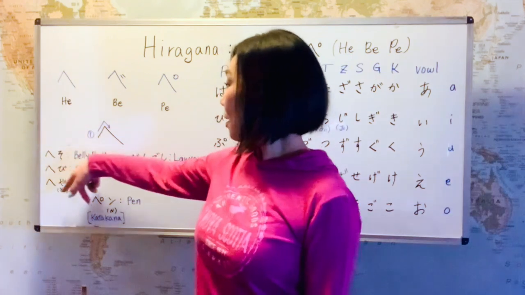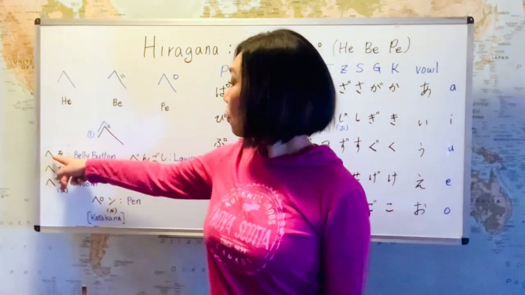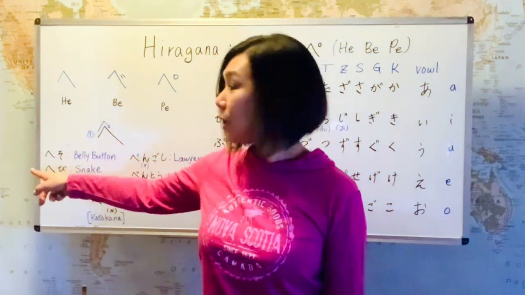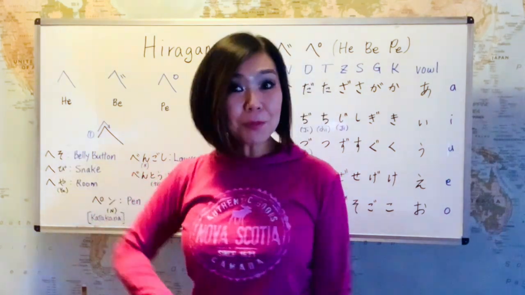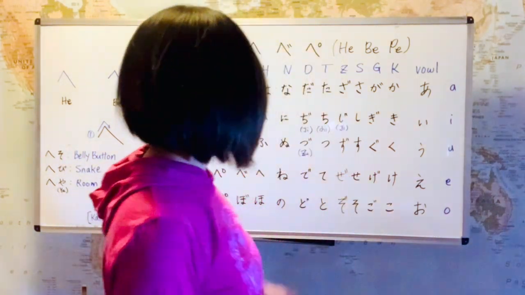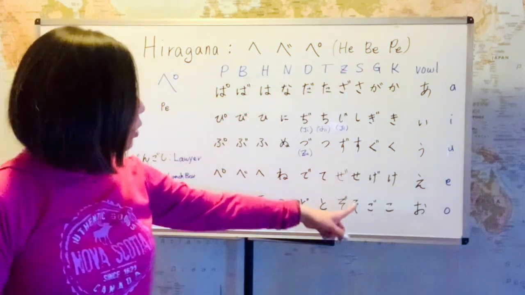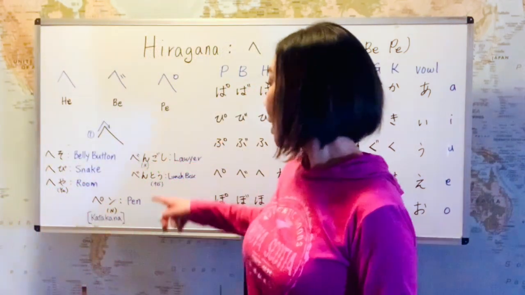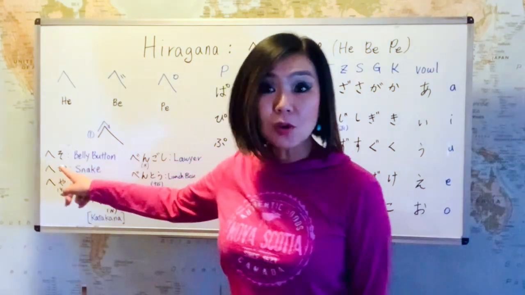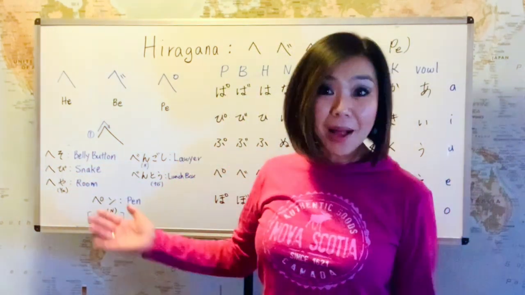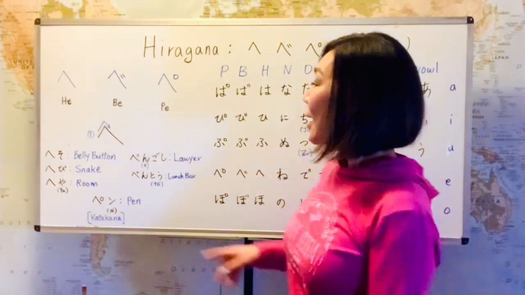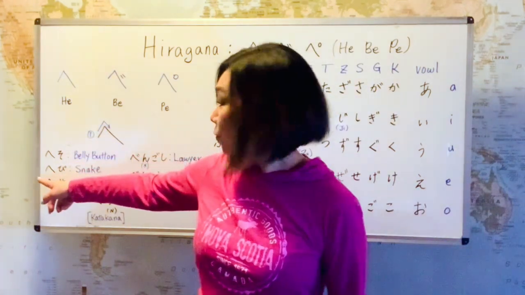So let's do the reading here. The first word, of course, the first one is he, right? And then the second one, remember, it looks like a snake. That is the S line, so, right? So that's heso, heso. That means belly button.